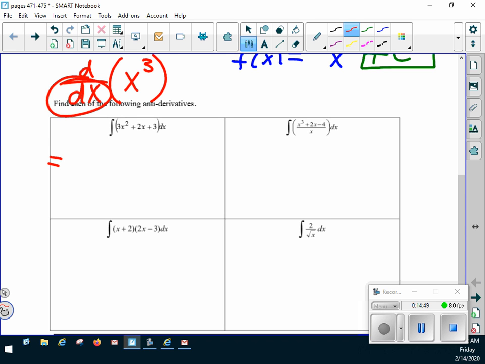Okay? What's the integral of 3x squared? x cubed. What's the integral or the antiderivative of 2x? x squared. What's the antiderivative or integral of 3? 3x plus, ladies and gentlemen, you just did your first integral.